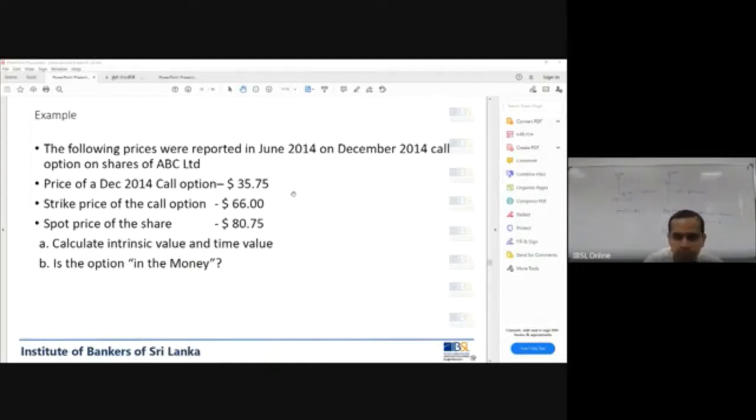So let's try this example. The following prices were reported in June 2014 and December 2014 for call options on the shares of ABC. The price of a December 2014 call option is 35.75. Strike price is 66. Spot price is 80.75. You are asked to calculate intrinsic value and time value, and to comment whether the option is in the money.